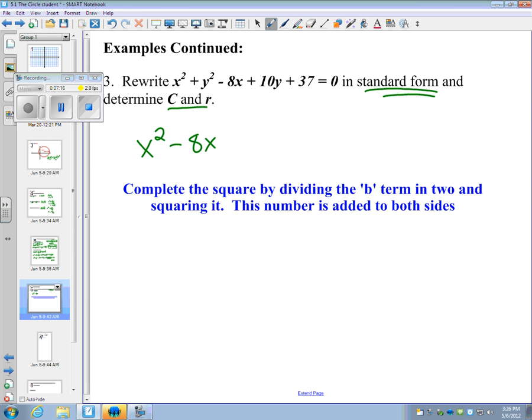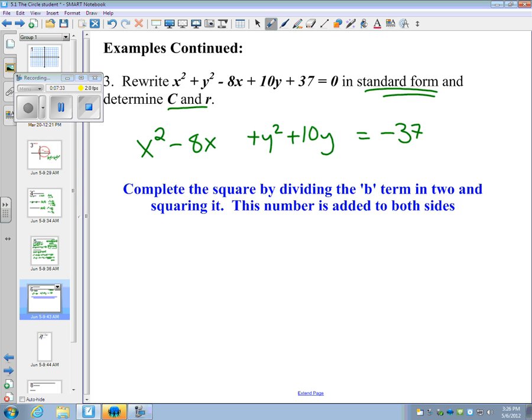And then let's put our y's over here. We have y squared plus 10y. And let's put our constant on this side, so it would be minus 37. And what we're doing now is we're completing the square by dividing the b term in 2 and squaring it. This number is added to both sides.